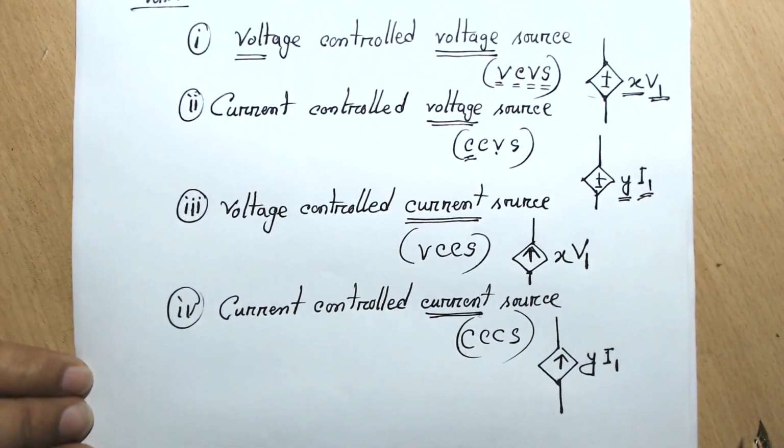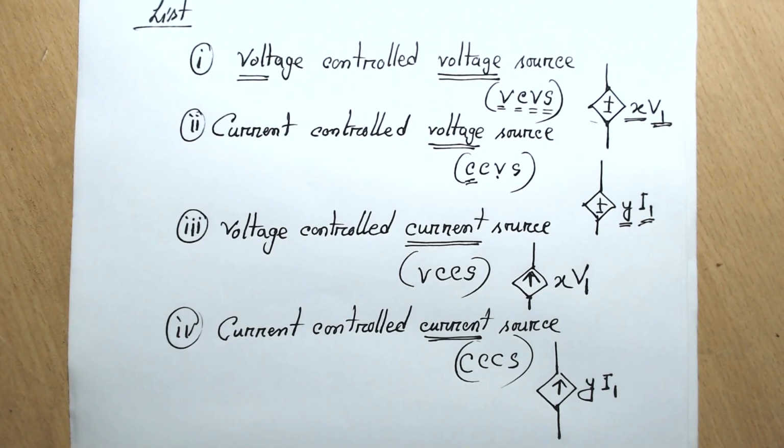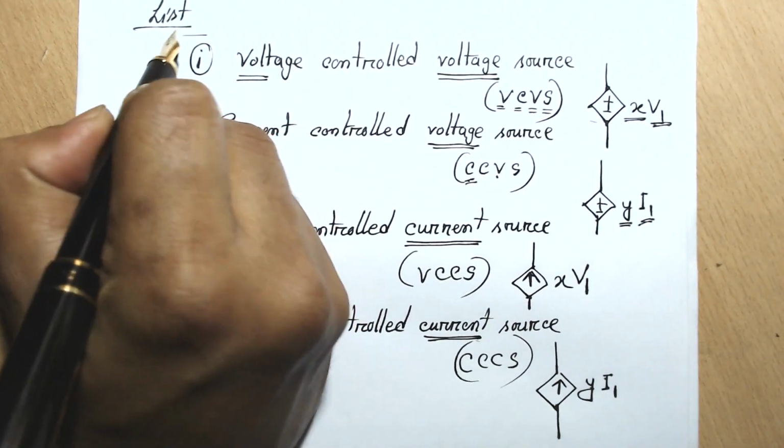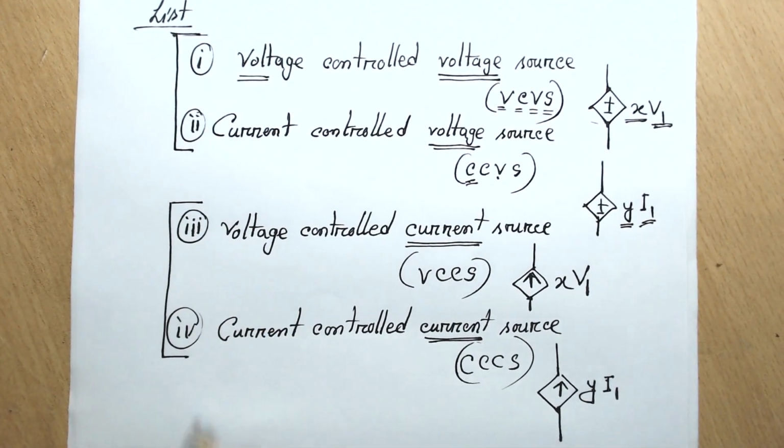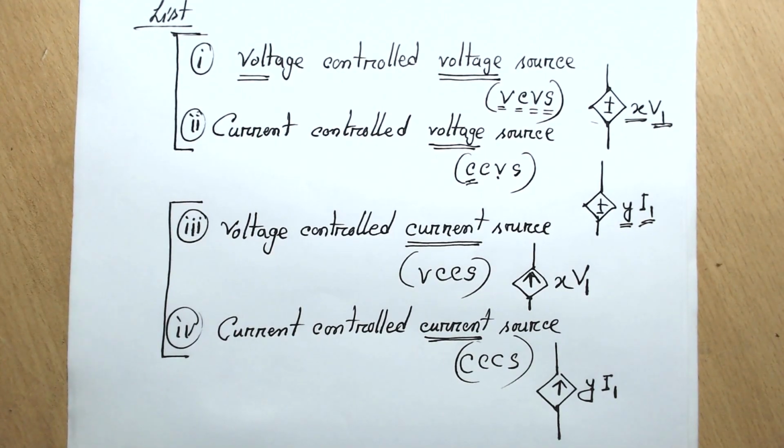So this is the full summary of the types of dependent sources. There are actually a total of 4 types: voltage controlled voltage source, current controlled voltage source, voltage controlled current source, and current controlled current source. The first 2 are dependent voltage sources, and the last 2 are dependent current sources. These are the different dependent sources that you will encounter in different circuits.